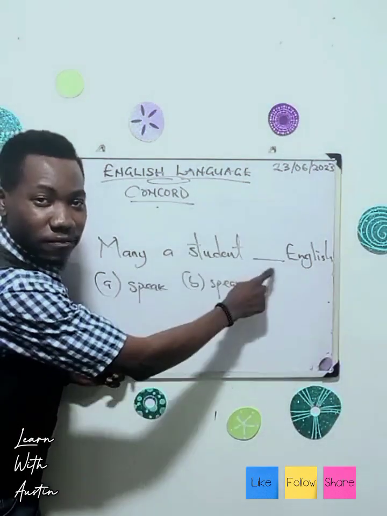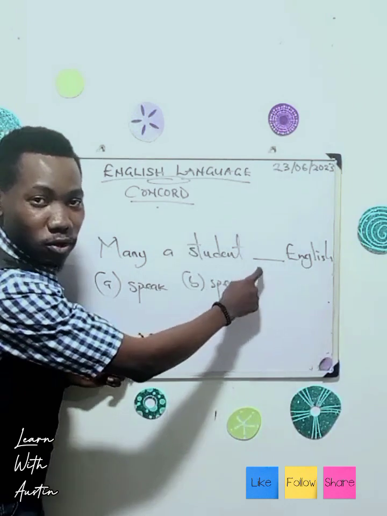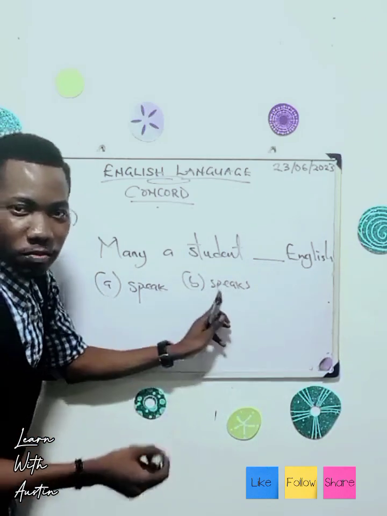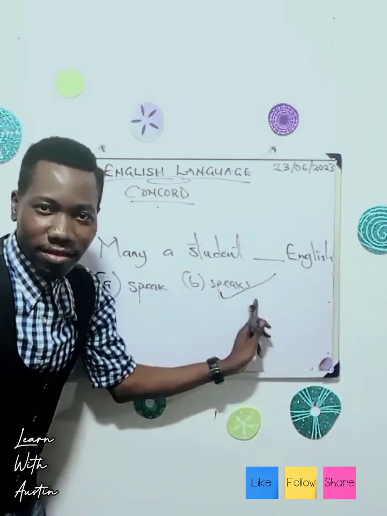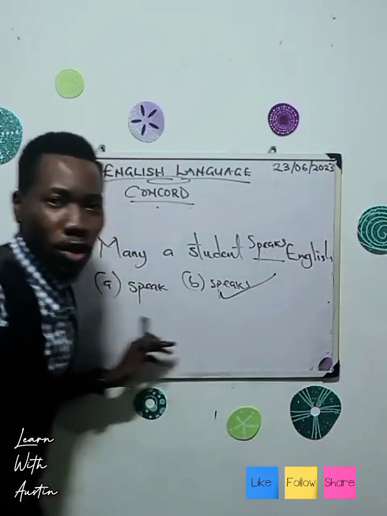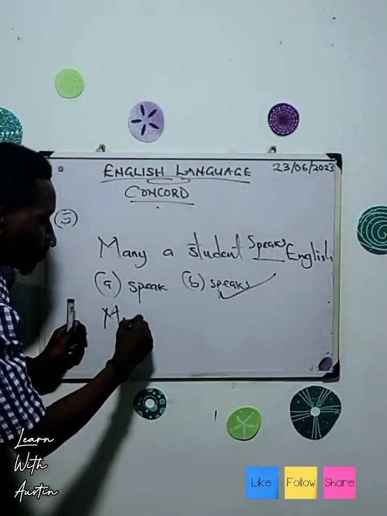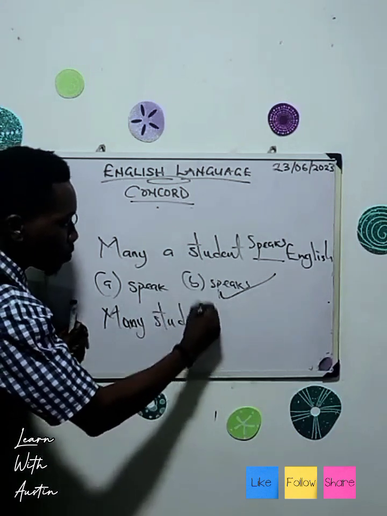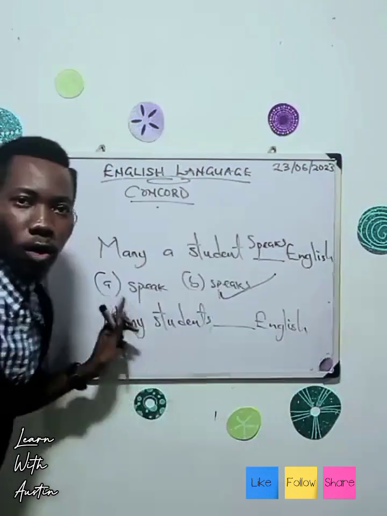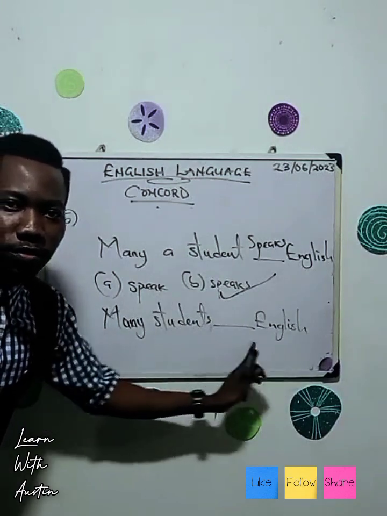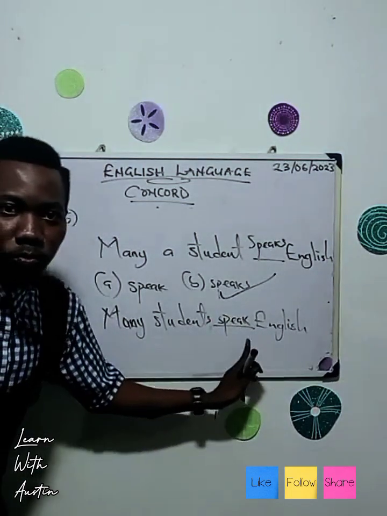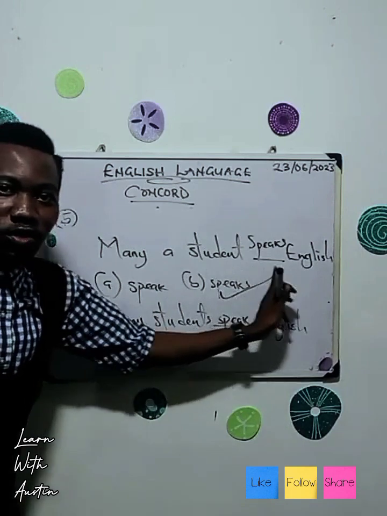So we've gotten it. This will make the verb singular, alright? Many are, so the verb following will be singular. So which of these is singular? Speaks. Remember the one with the S? Yeah, that's the singular. This is plural. So many are students speaks English. But in this country, many boys or many students dash English. Now, what will be the correct option? Speak or speaks? Yeah, it becomes speak. Many students speak English, but many are students speaks English.